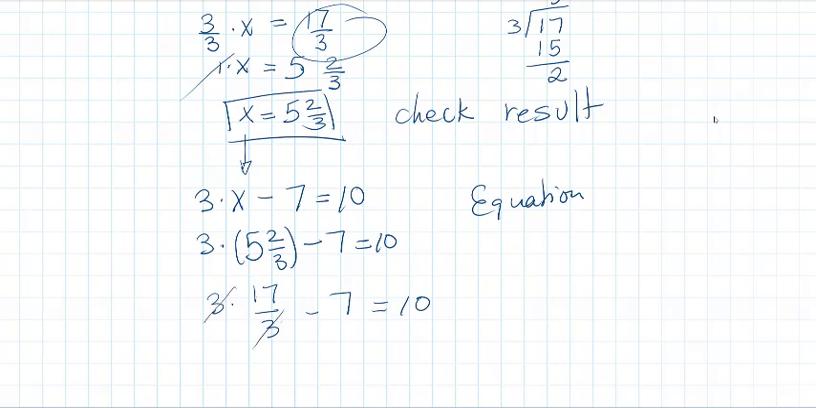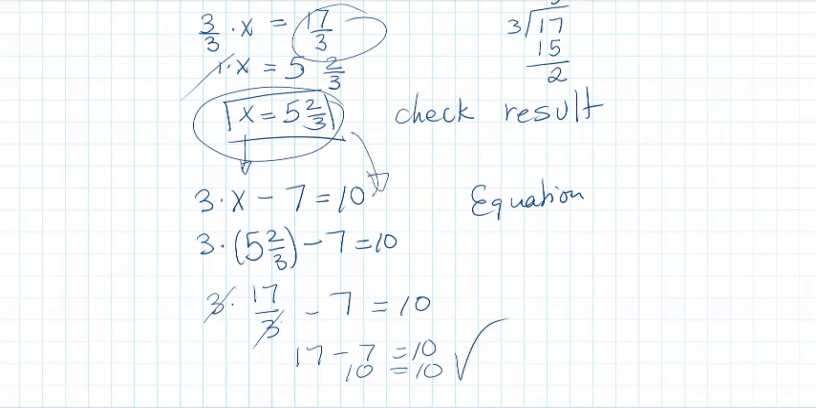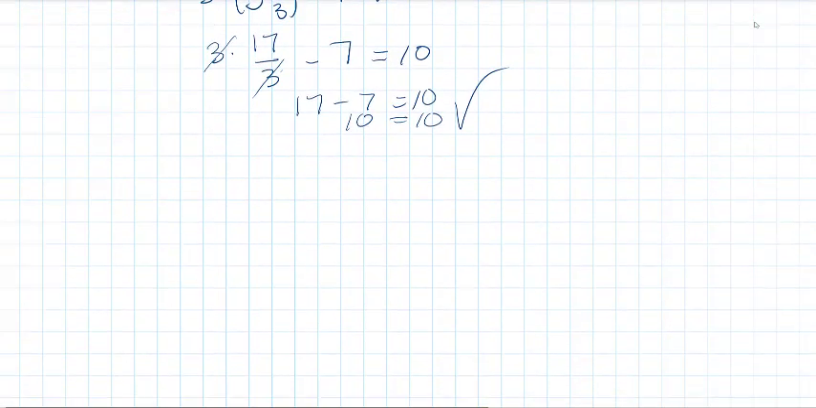Again, our 3's cancel here, right? And we have 17 minus 7 equals 10. And 17 minus 7 is 10. And so we have checked our result, and it is correct. And so that is how we do the checking. We substitute the result for x in the original equation right here. Let's look at another example that'll be a little bit more complex this time.